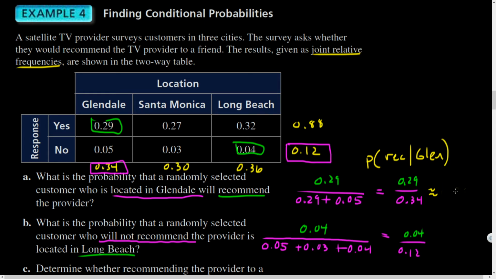I try to be quicker here by having the numbers ready, so you're not listening to me punch buttons on a calculator. Sorry. So 85.3% was here. This one, that's actually this would be the right 33.3%. So of the people who said no, they wouldn't recommend, a third of them lived in Long Beach. Okay, and so notice that you can kind of ask these questions two different ways.